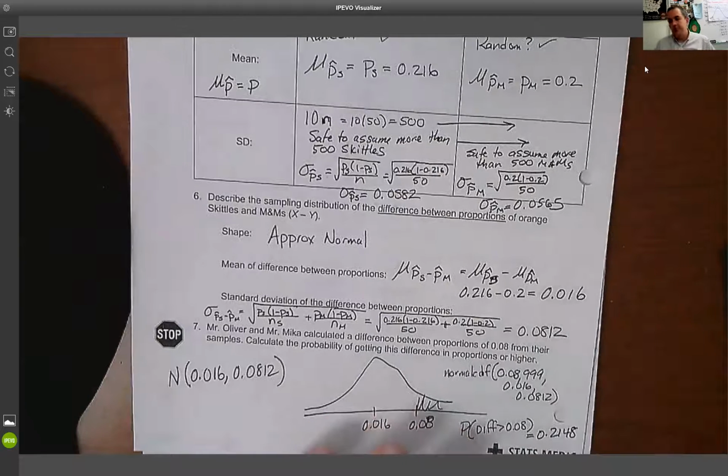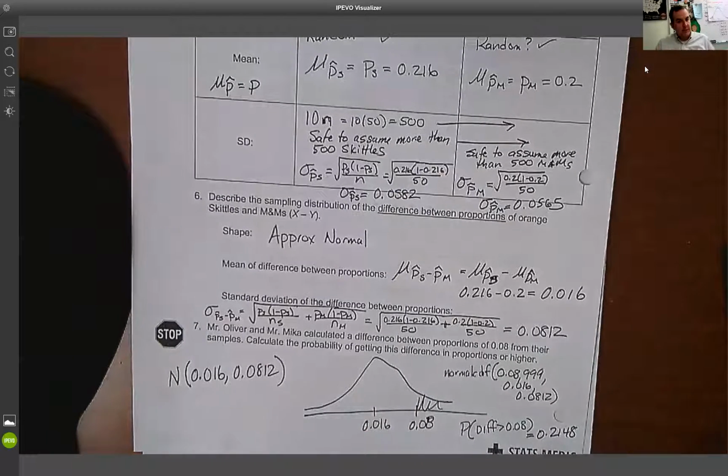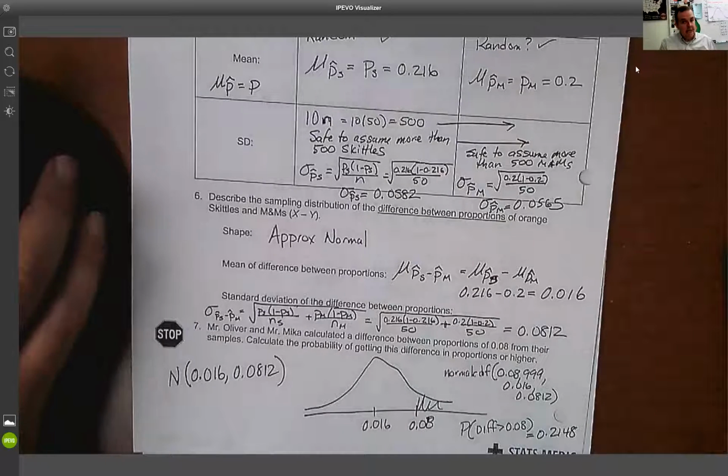So there's about a 21% chance that we'd end up with a difference of 8% or greater, which is not surprising. So that's kind of what we talked about in class today, a little bit of a review.